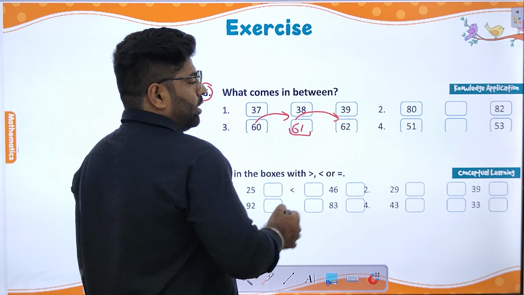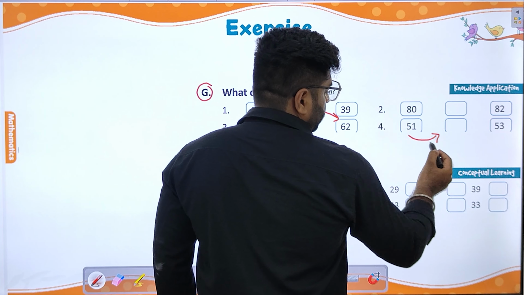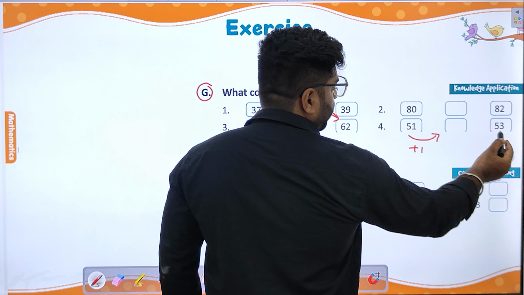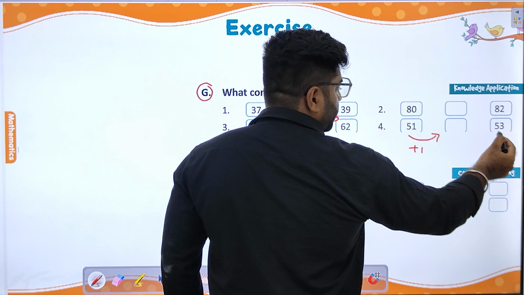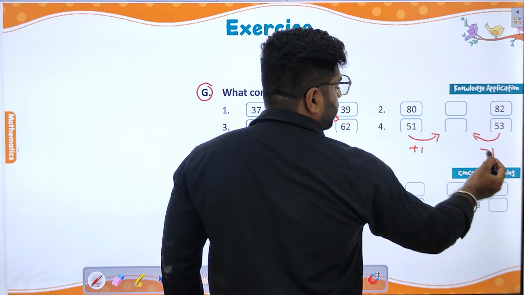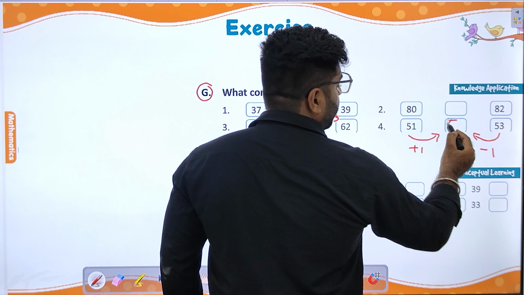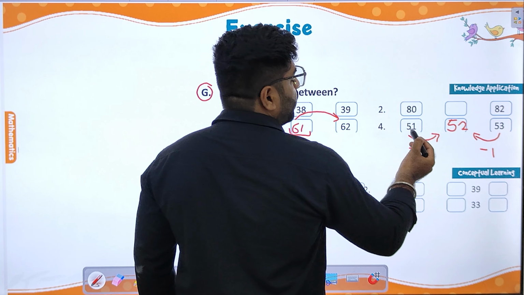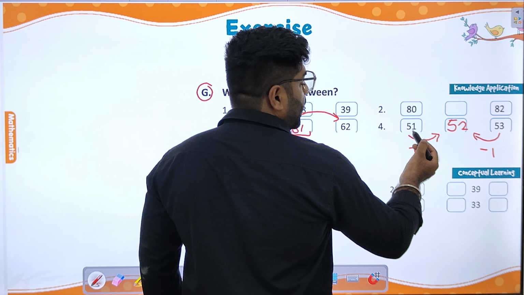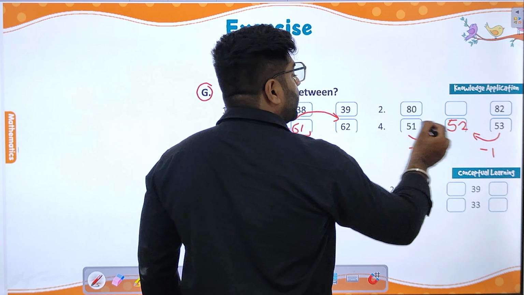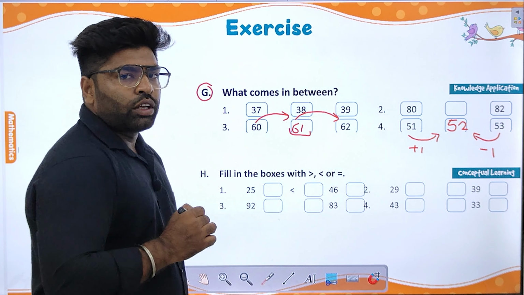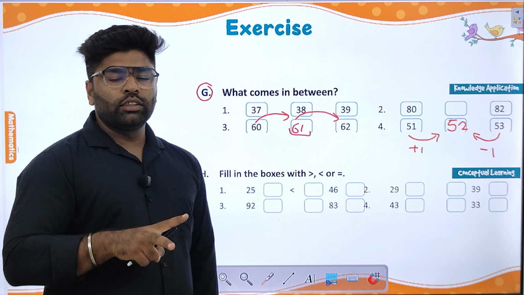Or we can say that after 51, we have to just add 1. And if we look according to this number, we have to just subtract 1. If we subtract 1 from 53, then we are having 52. If we add 1 to 51, then we are having 52. Clear? We have both methods.